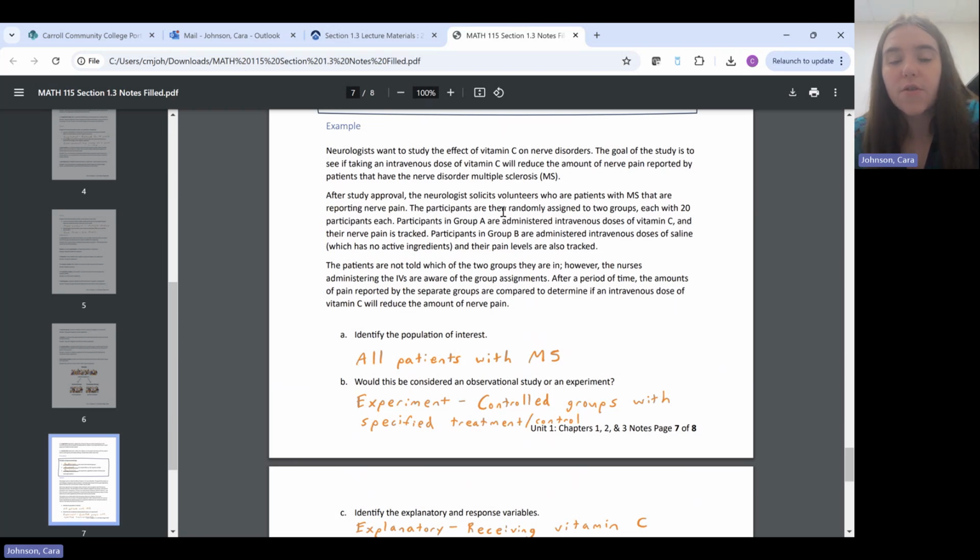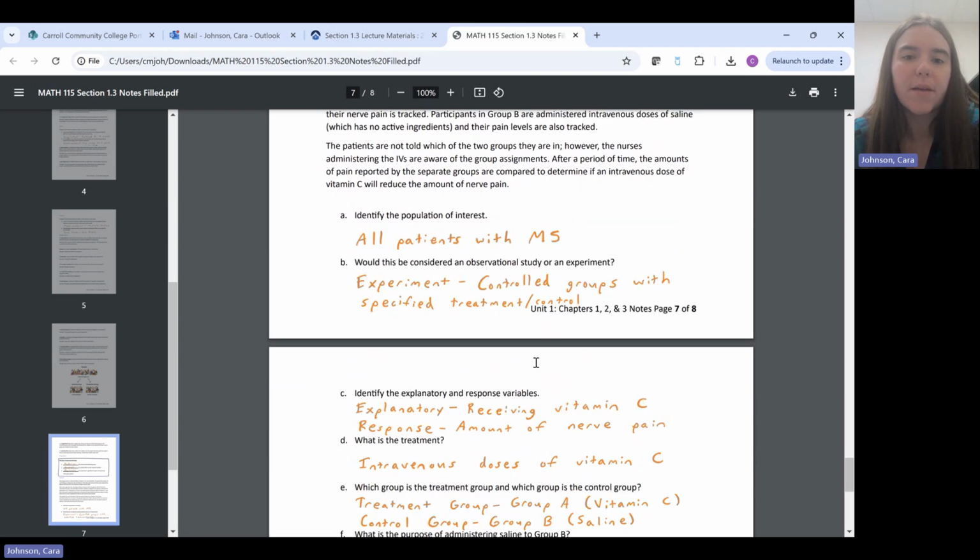So they're randomly assigned to two groups, each with 20 participants. Group A gets vitamin C and group B gets saline, which has no active ingredients, and their pain levels are tracked. They're not told what group they're in. The nurses know the groups because they're administering the IVs. They don't necessarily have to, but they do know here. And then the amount of pain reported by the separate groups is compared to determine if the vitamin C actually reduces the nerve pain.